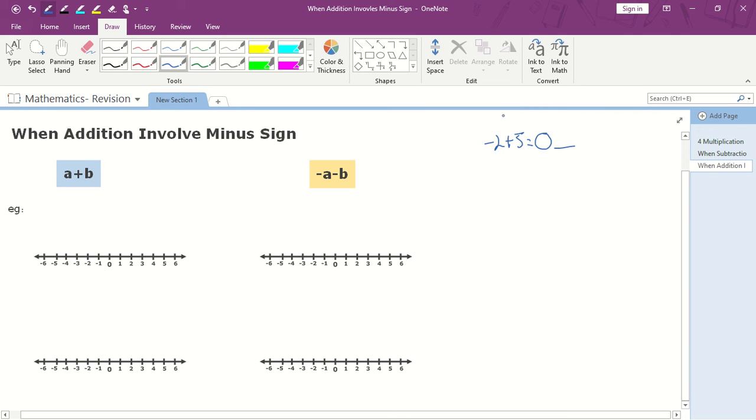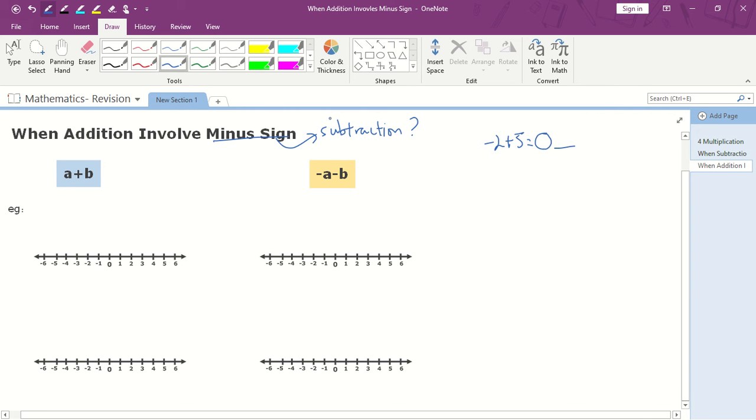And today we continue to talk about when addition involves a minus sign. This is when it is addition, but you might get some minus sign. You might be confused whether that minus sign is for subtraction, and why suddenly it can be in addition. So this is the case that we'll be talking about today.